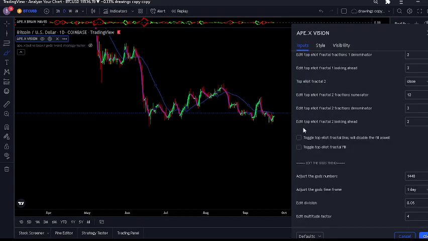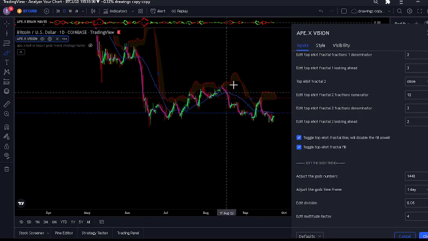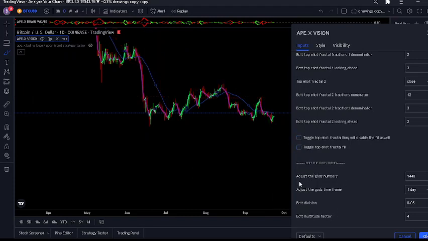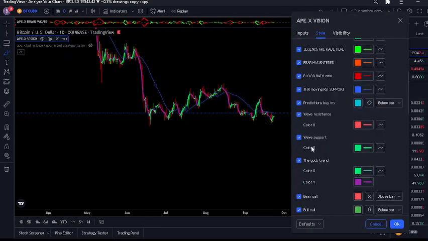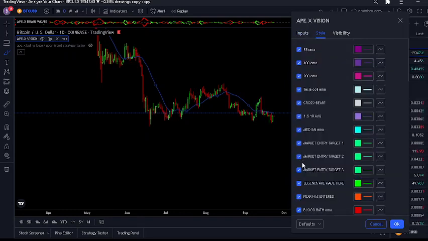And then here you have more settings. And so here you have fractal tops using Elliott wave. And then you got the God's trend, which would be, again, this line right here. Oh, I gotta turn it back on.